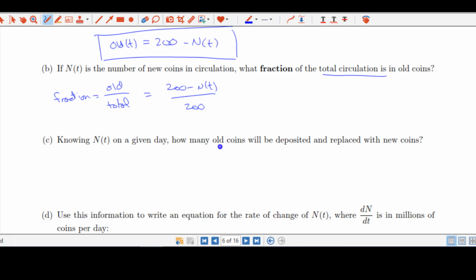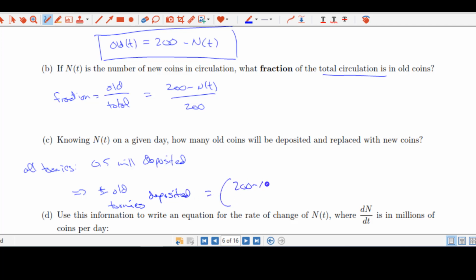So knowing n of t, how many old coins will be deposited? So there's 0.5 million deposited. That's all toonies. However, the fraction of those that are going to be old is exactly what we found in the previous question. So the number of old toonies deposited is going to be 200 minus n over 200, that fraction, times the rate, 0.5 million.